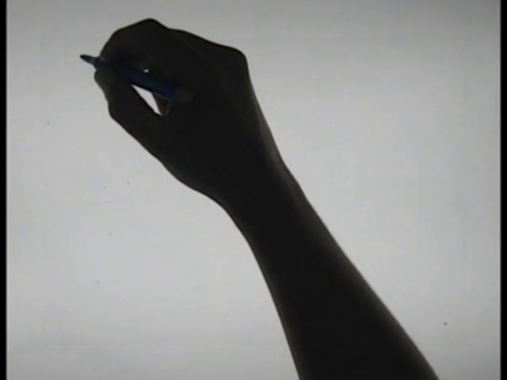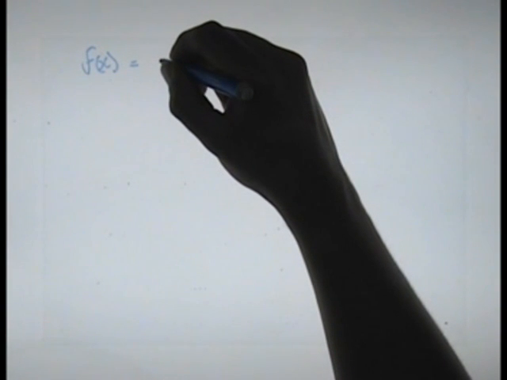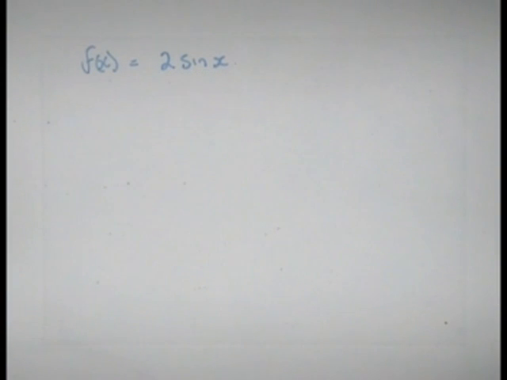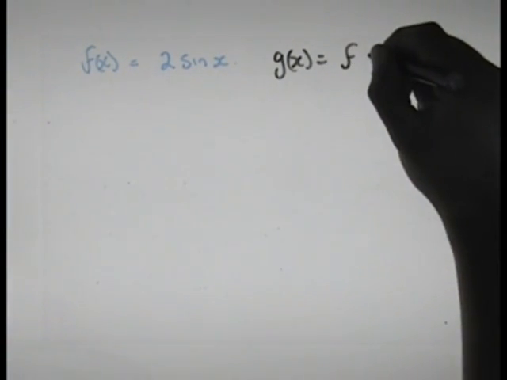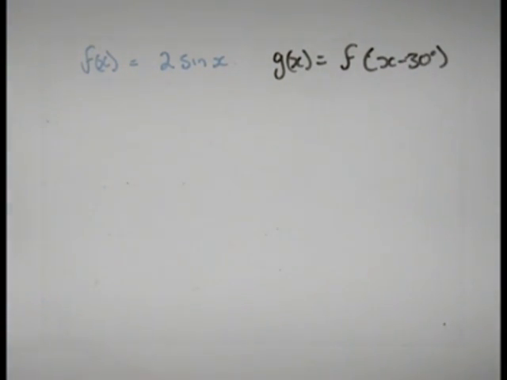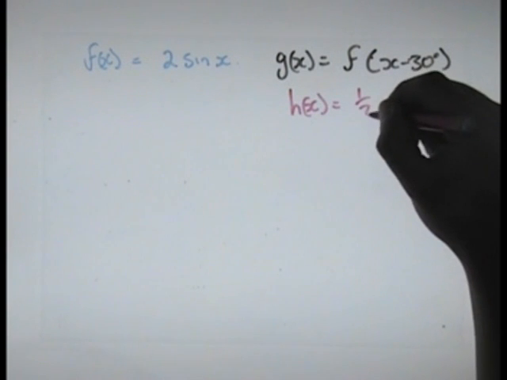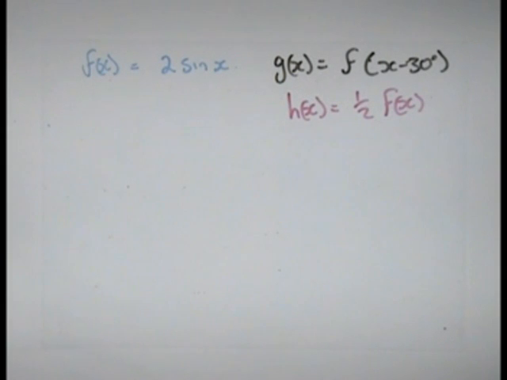The next one I gave you to do says, on the same set of axes, sketch the graphs of f of x is equal to 2 sine x, g of x is equal to f of x minus 30 degrees, and lastly h of x is equal to a half f of x. Quite an easy three to draw.